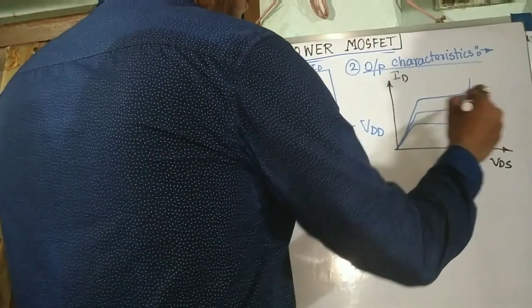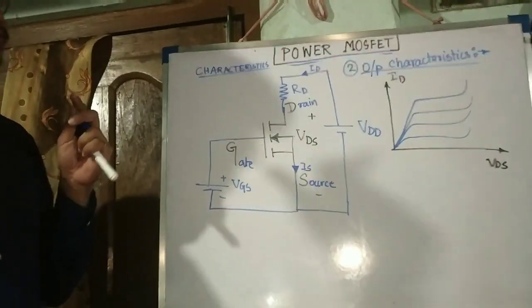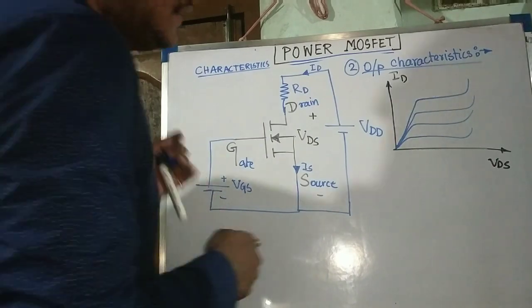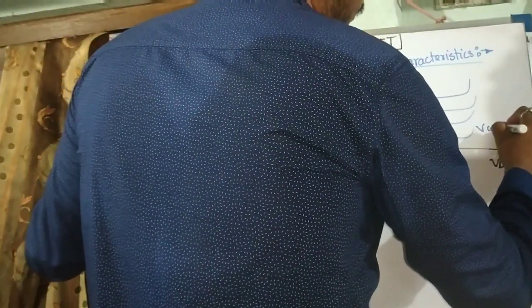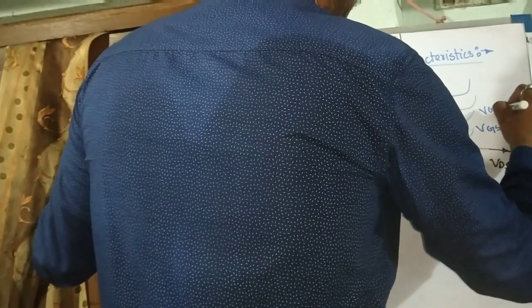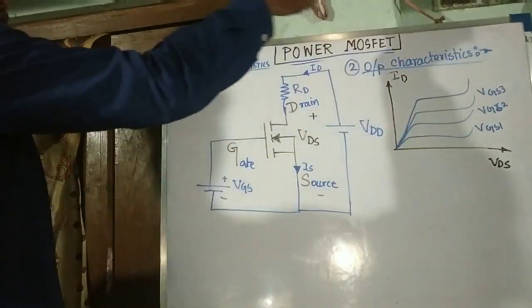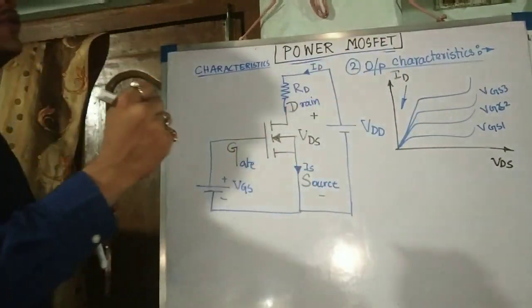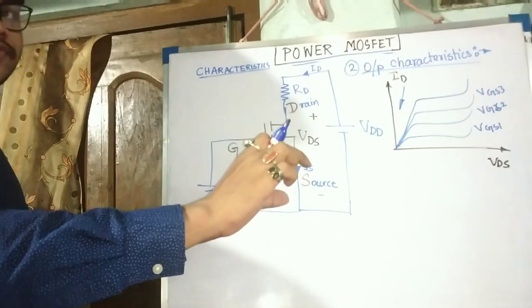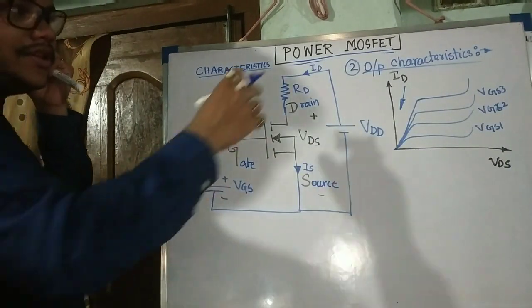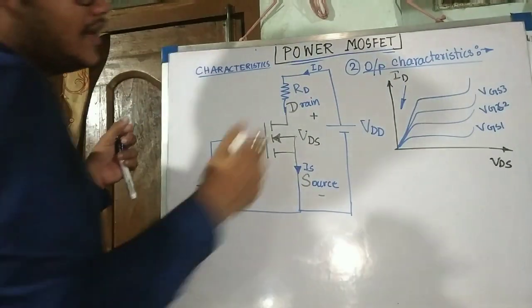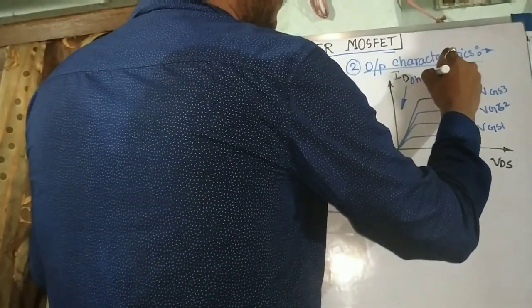The curve resembles the same as your transistor curve, like this. And these are for different VGS: VGS1, VGS2, VGS3, like this. If you increase the gate to source voltage, the curve will increase like this. In this region, the transistor was operating like a short switch, like the transistor was shorted. So that region was known as saturation. Saturation was divided into two: quasi-saturation and hard saturation. Here it is called ohmic region.